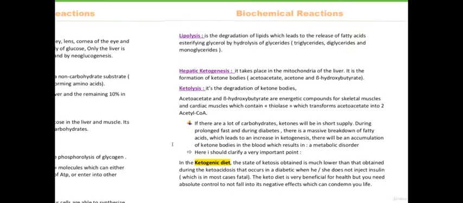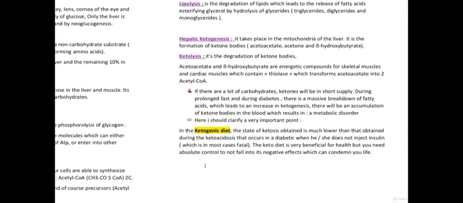Here, I should clarify a very important point. In the ketogenic diet, the state of ketosis obtained is much lower than that obtained during the ketoacidosis that occurs in a diabetic who doesn't inject insulin, which in most cases is fatal. The keto diet is very beneficial for health, but you need absolute control to not fall into its negative effects, which can endanger your life.